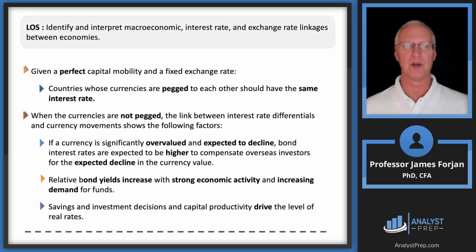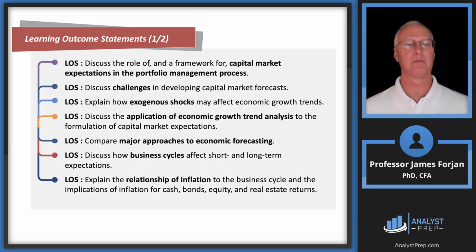But what happens when the currencies are not pegged? There's going to be an interest rate differential, and that's going to be shown in the relationship between all of these different kinds of factors, especially if the currency is substantially overvalued and expected to decline. That probably means that yields in the bond market are going to be higher, and probably just the opposite too for significantly undervalued. So relative bond yields increase with strong economic activity, so increasing the demand for funds. So think about the yield on U.S. government security and the yield on a Canadian government security. So those relative yields, the difference between those yields, is probably going to have an impact on economic activity.